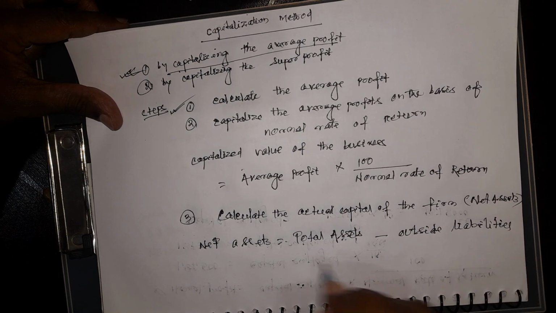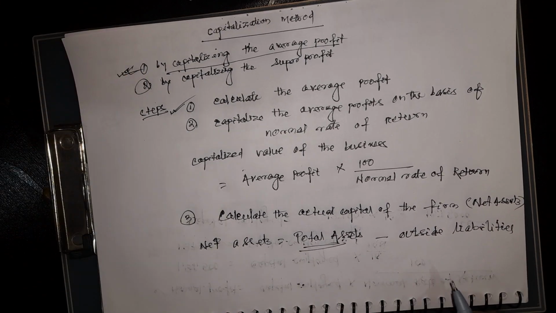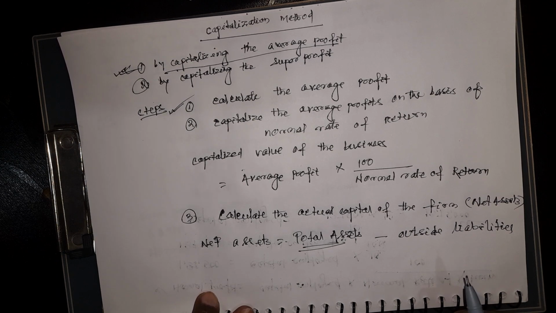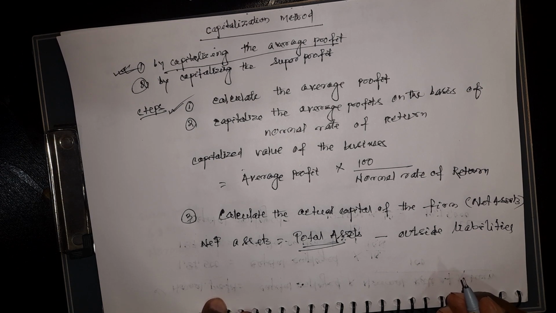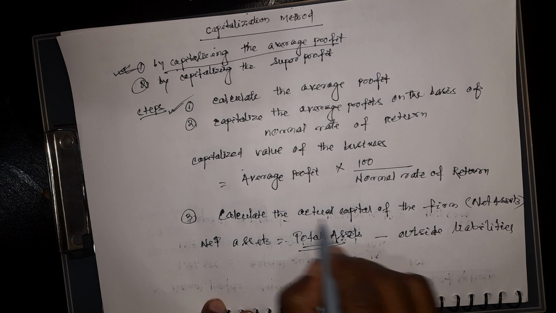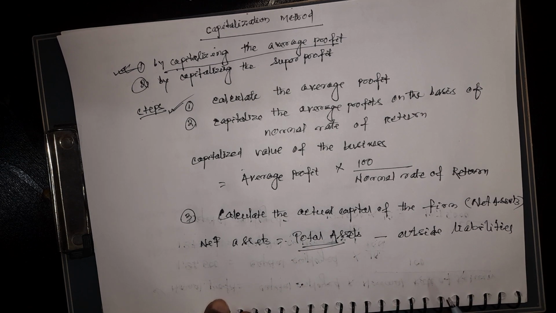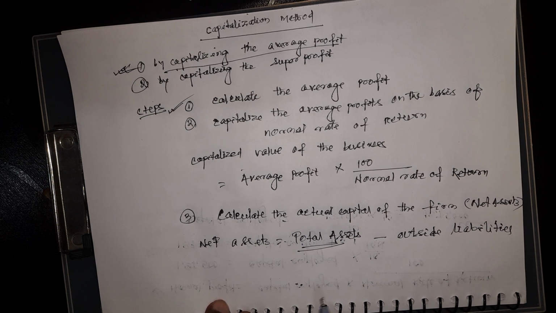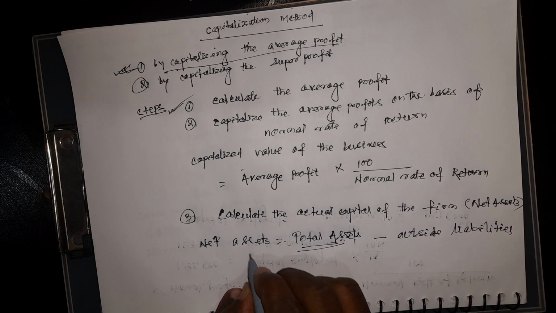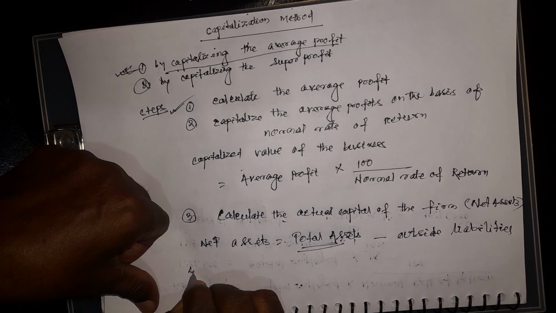But remember one thing: whenever you calculate the total assets, you will exclude two things. Existing goodwill, clear? And fictitious assets. We have to exclude these two things, and then deduct outside liabilities.